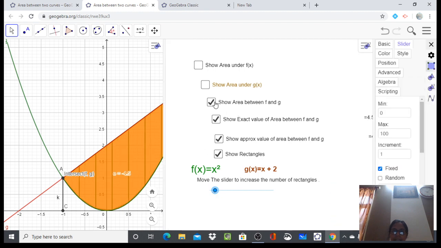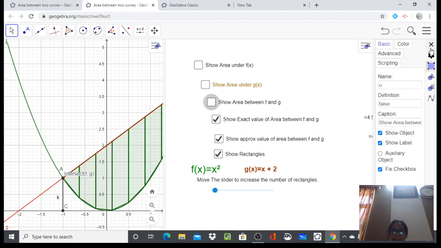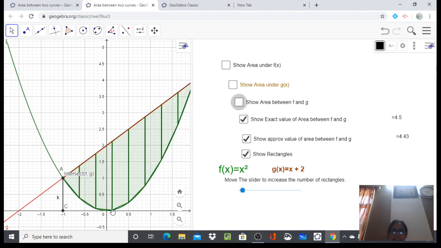When we decrease the rectangles, then the area is approximately equal, because these are the left regions we have not calculated in the rectangles. So the exact value of the area between f and g is different from the area calculated through the sum of the rectangles' areas. When we have fewer rectangles, we get a difference between the exact value and the approximate value. The exact value of the area is 4.5 and the approximate value is 4.43.